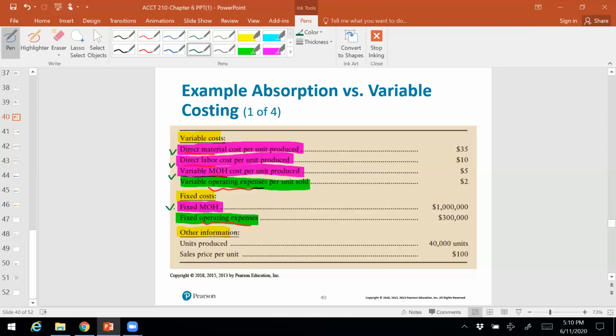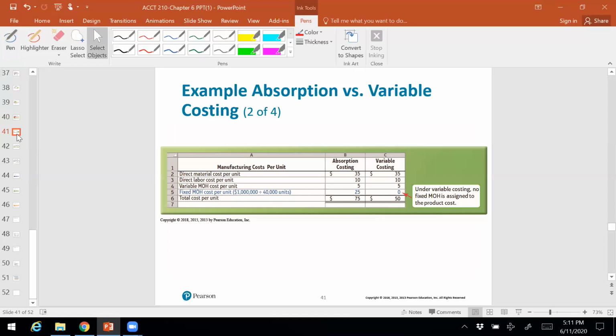Under variable costing, what will be included as your product cost? Variable costing only includes variable manufacturing. So this is direct material, direct labor, variable manufacturing overhead, no problem. Fixed manufacturing overhead, no. It's manufacturing, but it's not variable manufacturing, so that's not included as our product cost. You will say, how will this bother? Let's look at it, keep looking.